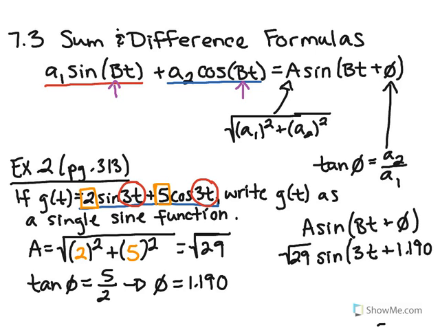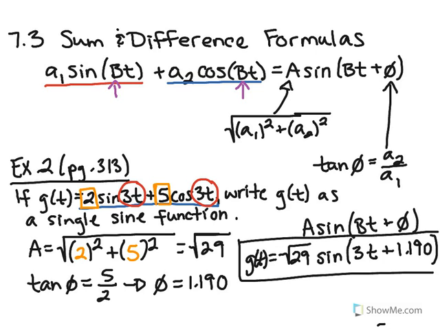Note that when I did the inverse, this number right here stands for a radian measure. So just make sure that you know that. So this would be my final answer. This is my g of t function as one function.